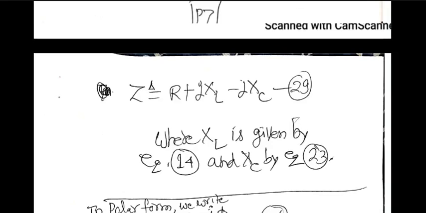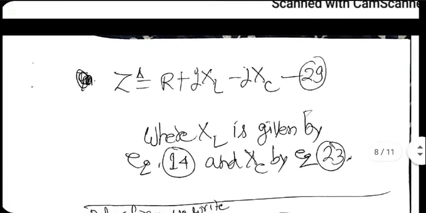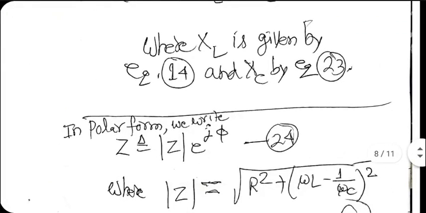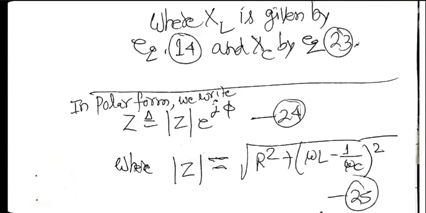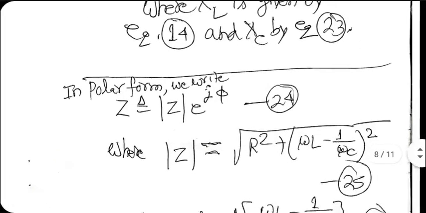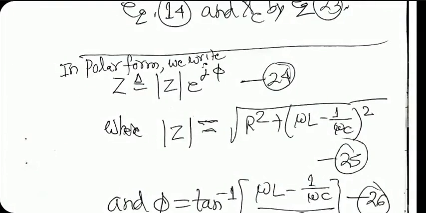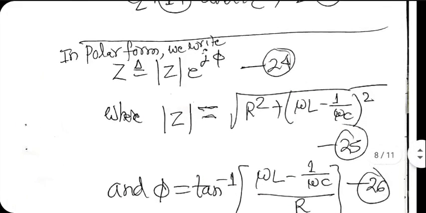jXC, actually minus jXC, is the impedance of the capacitor. But XL and XC themselves are not imaginary numbers. They are real numbers. They are reactances. So the impedance of the circuit in polar form can be written as magnitude of Z multiplied by e to the power j phi, where magnitude of Z is obviously the square root of R squared plus (XL minus XC) whole squared. We have done this several times. Phi is tan inverse of (XL minus XC) divided by R.